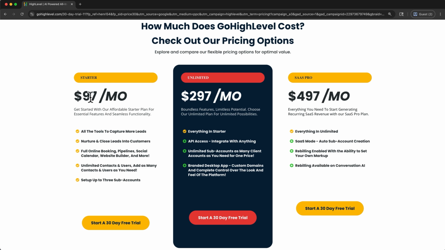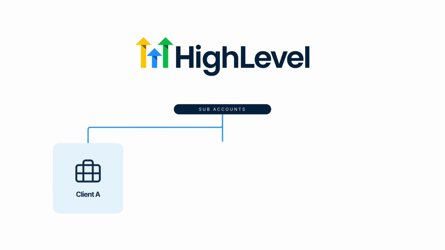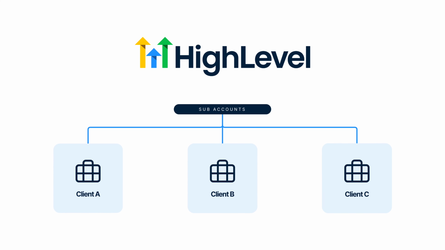GoHighLevel keeps the pricing plans fairly simple, and most people will fit into the first two main plans. The big differentiation between those plans is how many sub-accounts you have. A sub-account is basically a separate workplace inside GoHighLevel for each business or client that you manage.